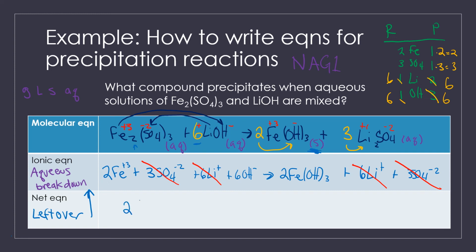So 2 Fe3+ plus 6 OH− goes to 2 Fe(OH)3. And if you did it right, it should all balance and everything should be perfect. All right. That's a precipitation reaction.